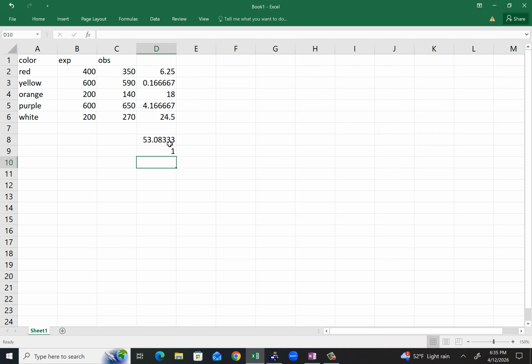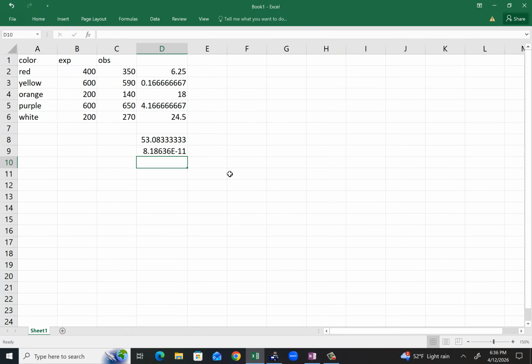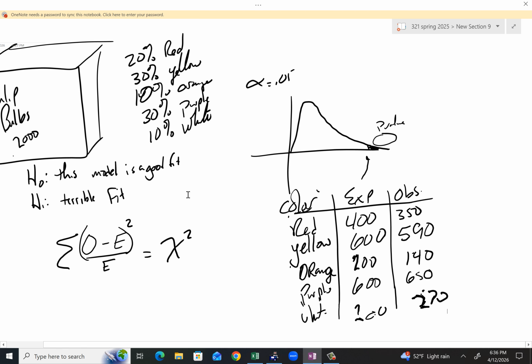cumulative. Oh, what'd you forget to do? We said it's an upper tail, so you need to do 1 minus. There's your p-value. Hey, that's less than 0.05. What did we do? Well, we reject H0. What does that mean? That means this thing here is a terrible fit. That outfit that we bought our tulip bulbs from, terrible people. They can't count. They lied to us.